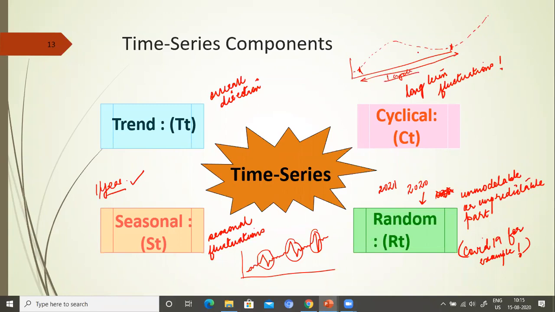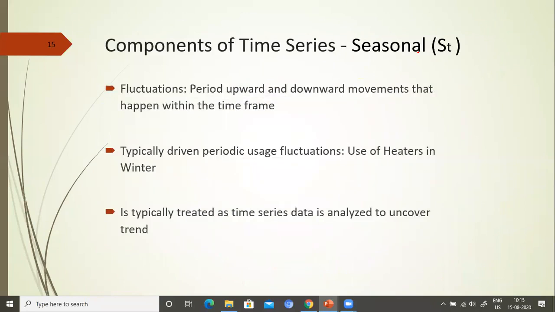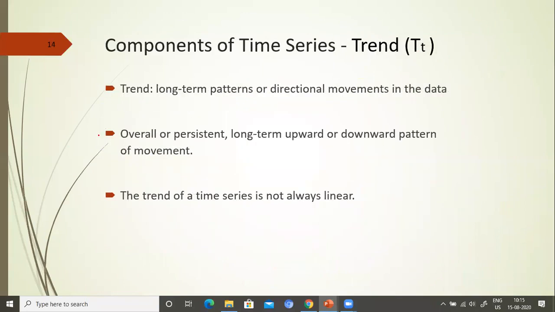Long-term fluctuation. You will see an illustration later on. Yeah, you will see this as we go along. So, components of time series, we're getting into the details of it now. Trend: patterns, directional movement of the data, overall or persistent long-term upward or downward movement.